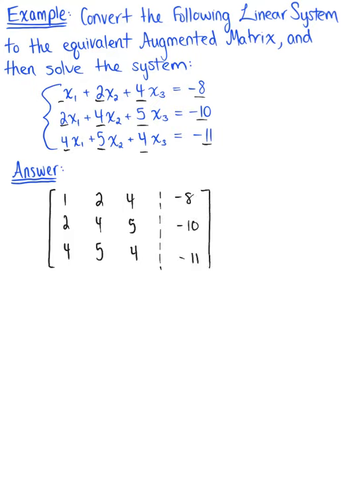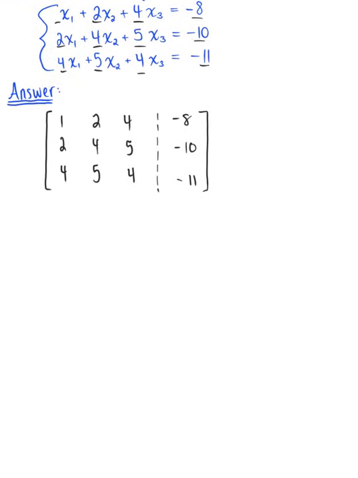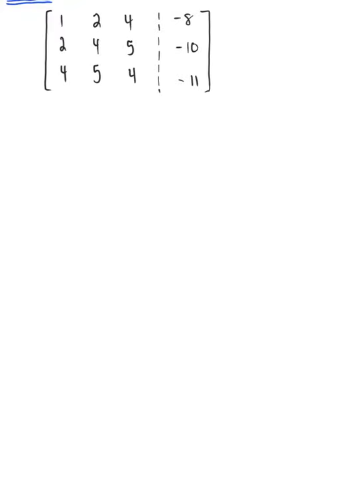Okie dokie. So we now want to take this augmented matrix and row reduce it to row reduced echelon form to find the solution. So we are starting here with our first pivot, which is 1. Hooray. And let's use it to eliminate the entries below it.